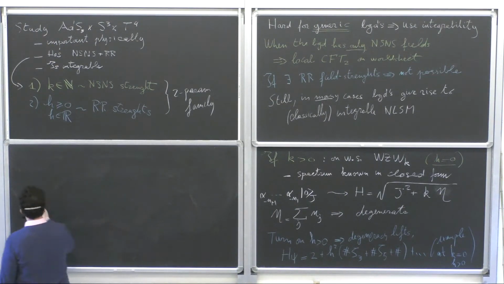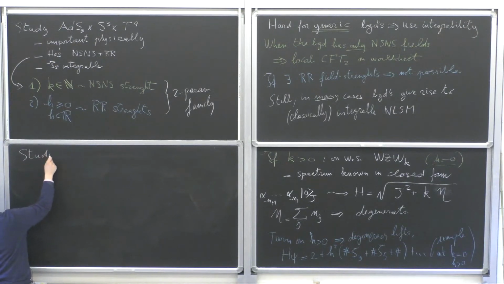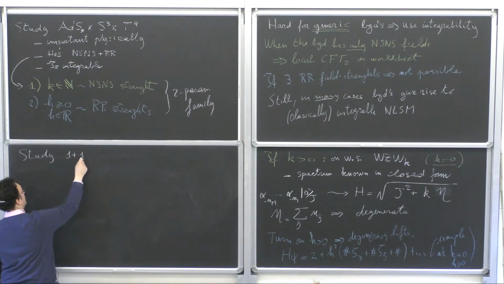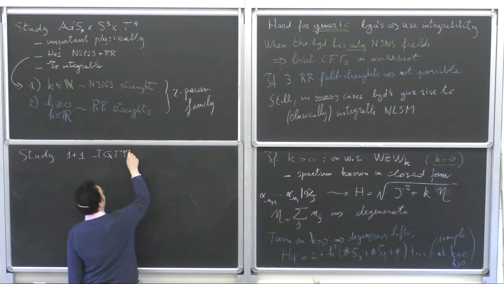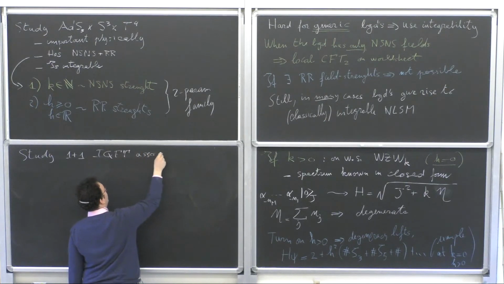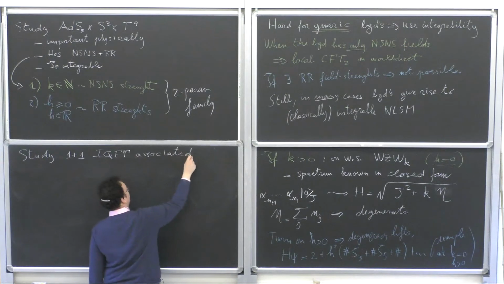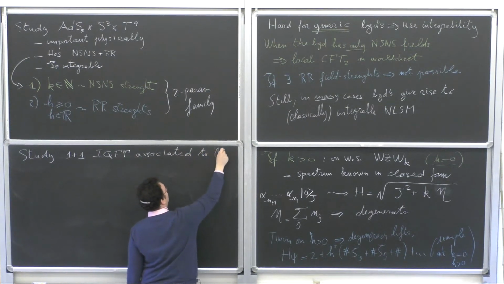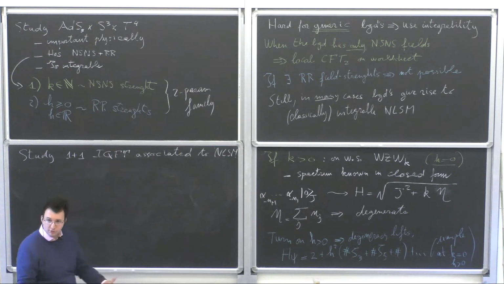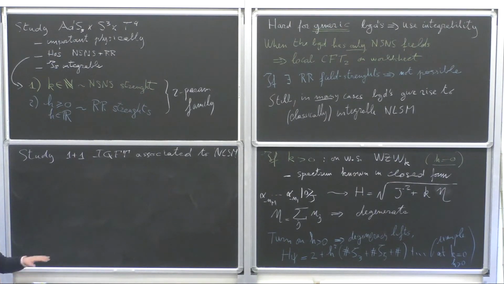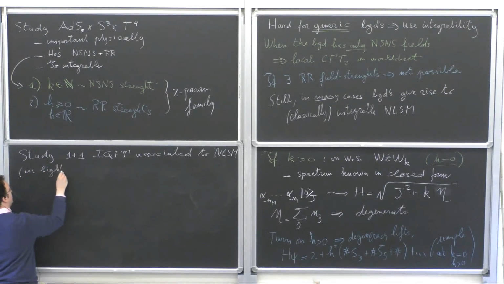So the plan now is to study the 1+1 integrable QFT associated to the nonlinear sigma model of AdS3 cross S3 cross T4 with fermions. And because string theory actually has a gauge redundancy on the worldsheet, you have to fix the gauge in some way. So I will do this in light cone gauge.